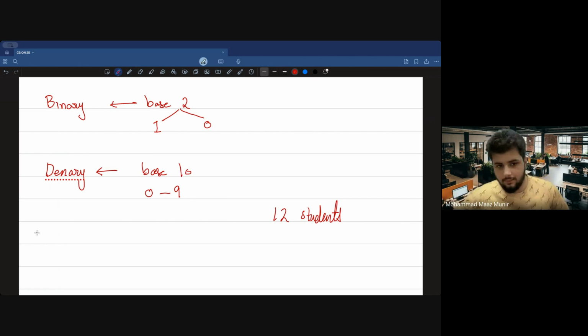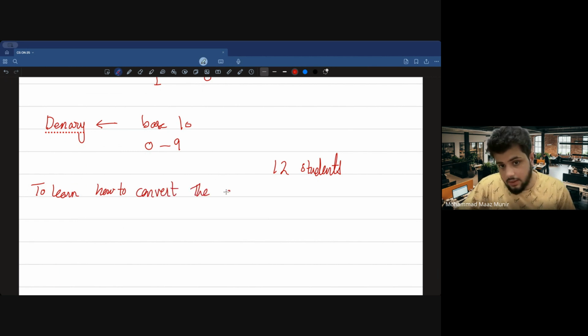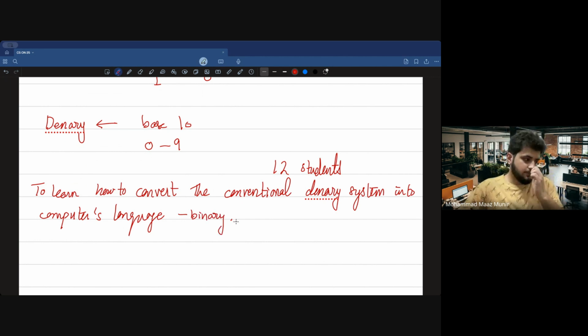So our objective in this chapter is basically to learn how to convert the conventional denary system into the computer's language, which is basically the binary language. So now how do we do that?